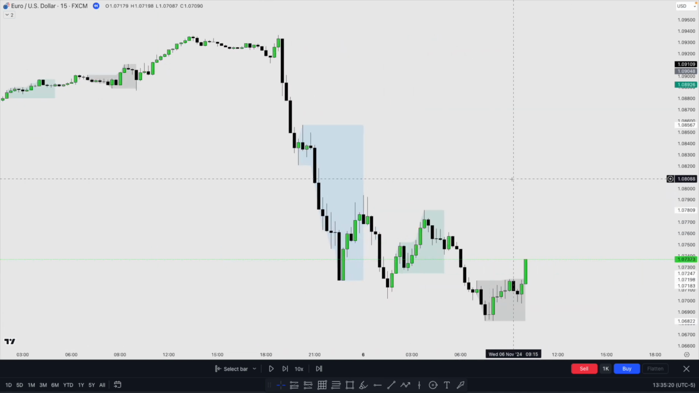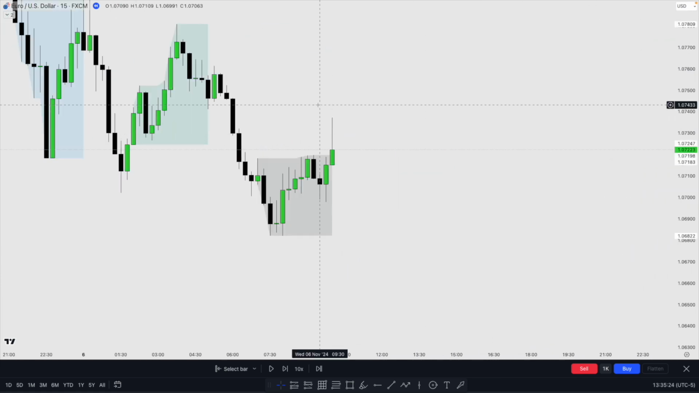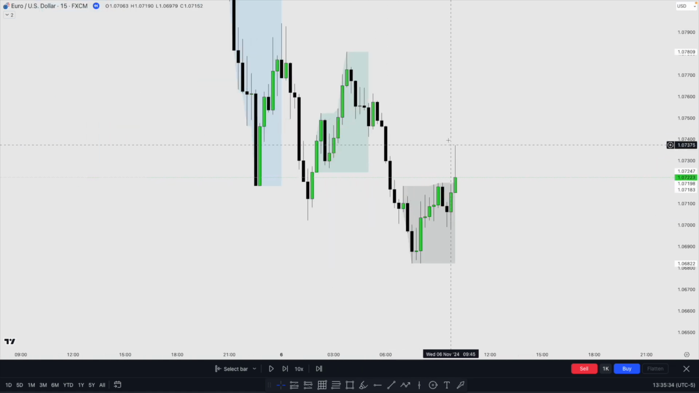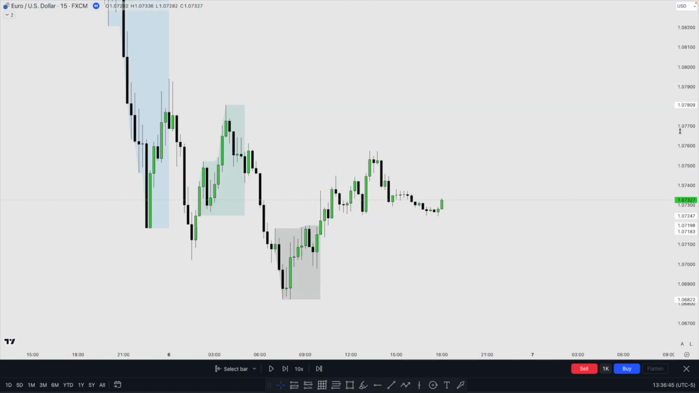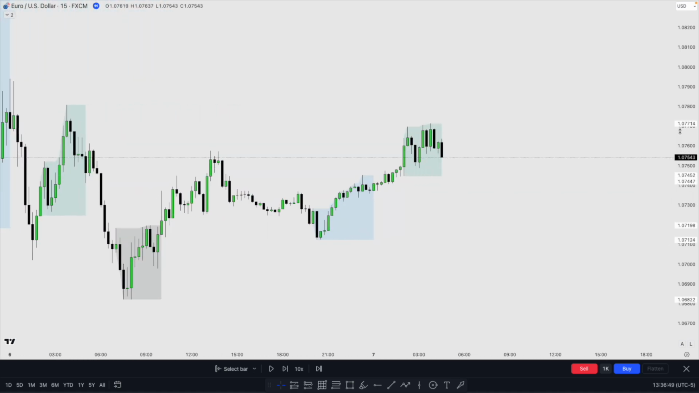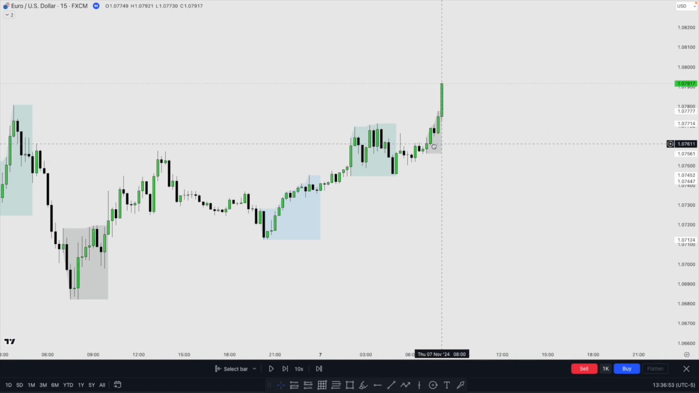We wait for that 8:30 candle. Let's see, 8:30. Do we have a fair value gap? We don't have any fair value gap here, so no trade. So we go on to the following day, waiting for that 8:30 candle to come.